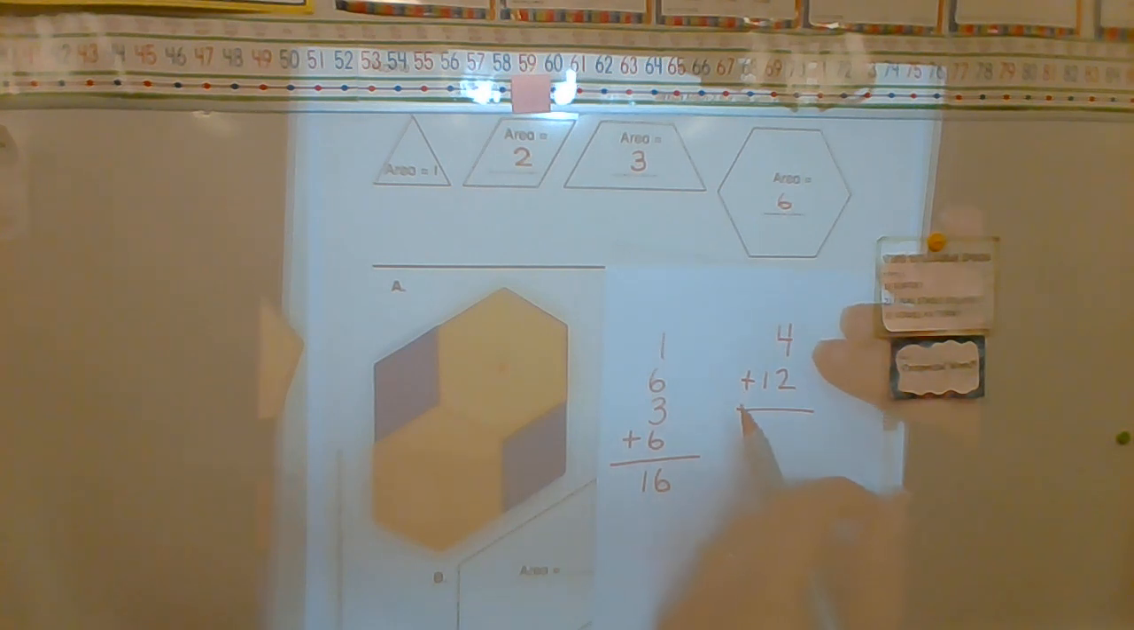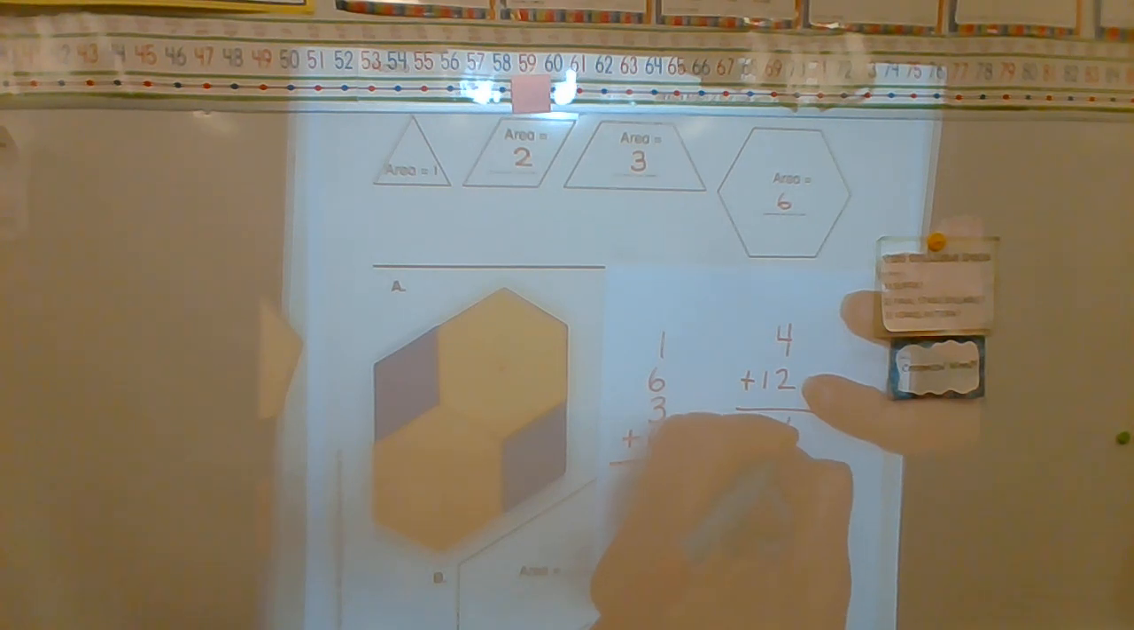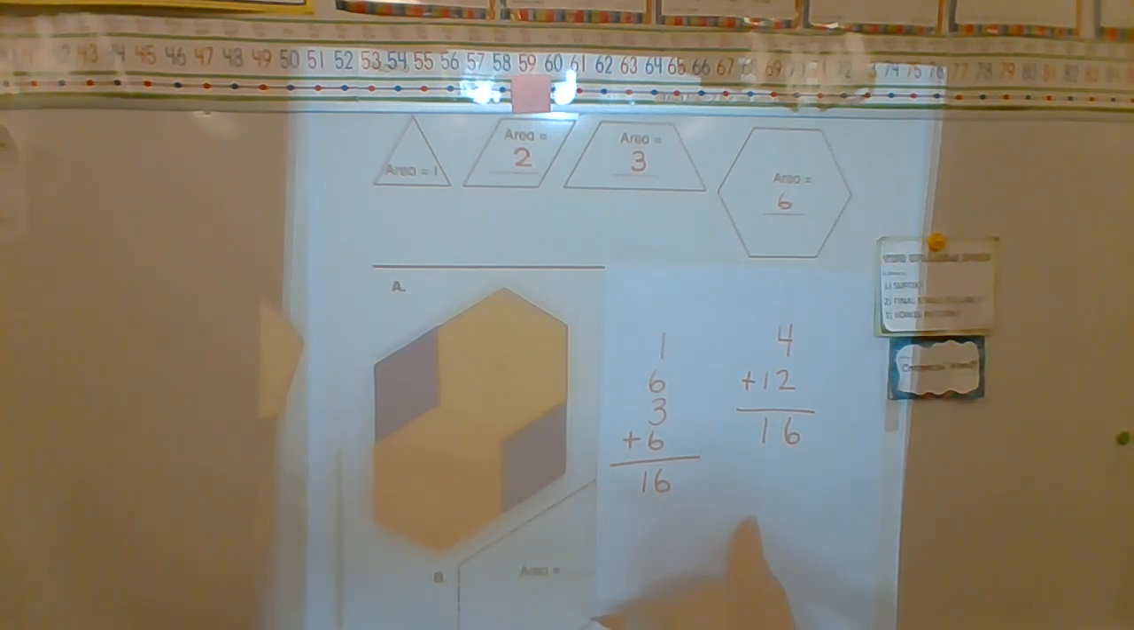Say it with me. Always add your ones first. What is 4 plus 2? 6. That's right. And then I can just bring my 1 straight down. What? It's the same? But I changed the pattern blocks. How could it be the same?